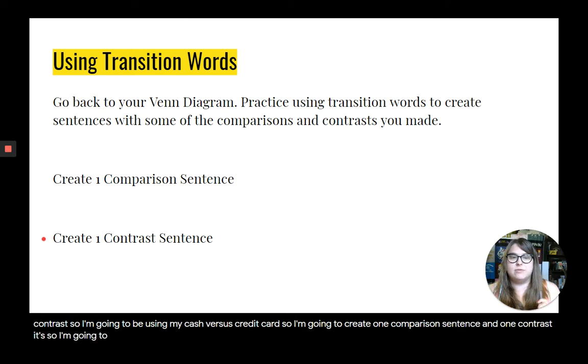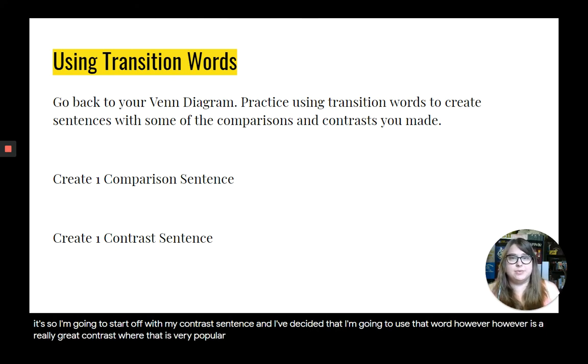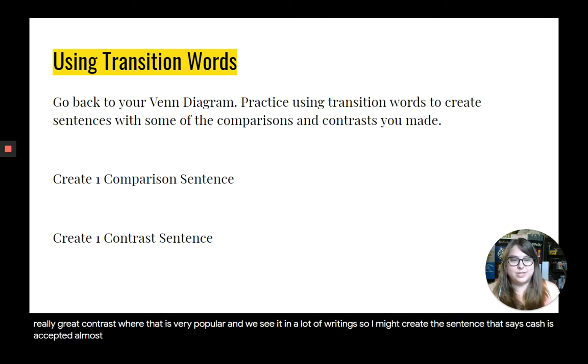So I'm going to start off with my contrast sentence, and I've decided that I'm going to use the word however. However is a really great contrast word that is very popular, and we see it in a lot of writings. So I might create the sentence that says, cash is accepted almost anywhere. However, credit cards are the only form of tender accepted online. I've contrasted cash and credit cards using that word however.